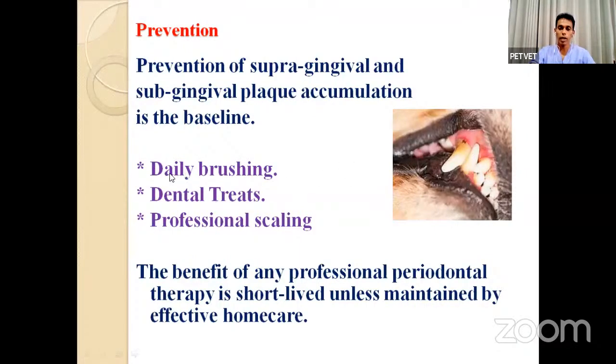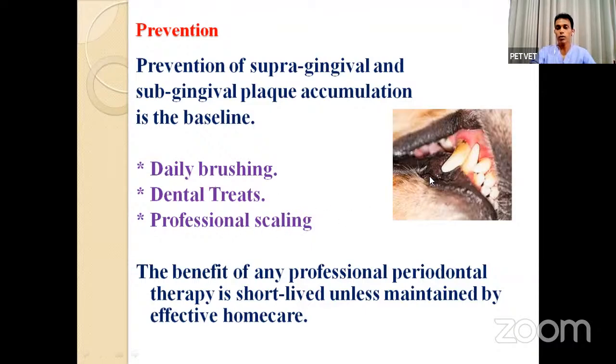And apart from daily brushing, you can give dental treats. Now, if the treats are of good quality, they will have a significant effect on reducing the tartar and plaque. And failing all these things, every 2 to 3 years, or depending on the severity of the condition, you can go for professional scaling under anesthesia. But just because you do a professional scaling, that doesn't warrant anything if you don't do the daily brushing at home.